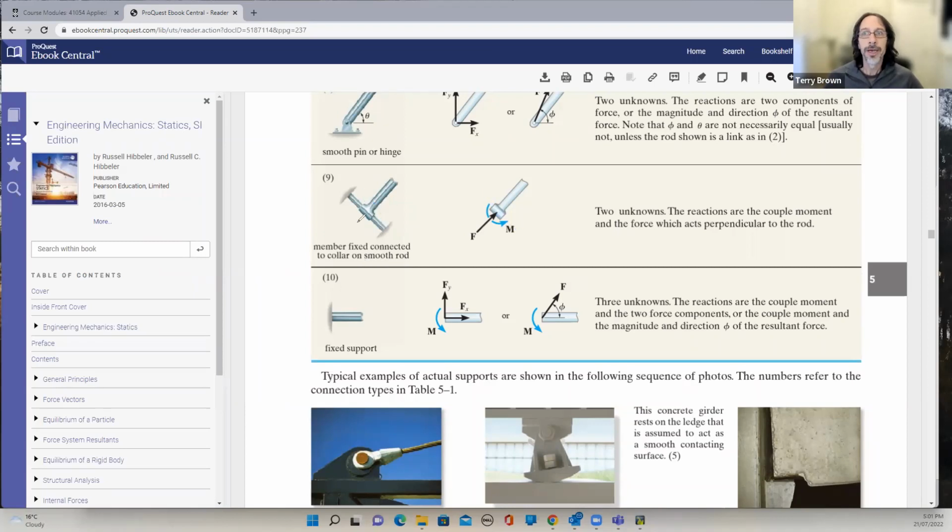Now if we think about whether this object is prevented from moving in that direction? Yes, it is. So therefore, we must have a force. That tells us we need a force normal to this smooth rod. Now, the other thing is, is this free to rotate like this? In 2D, this is a bit tricky. So let me grab my little thing here, the closest thing that I've got to what I've got on the screen.